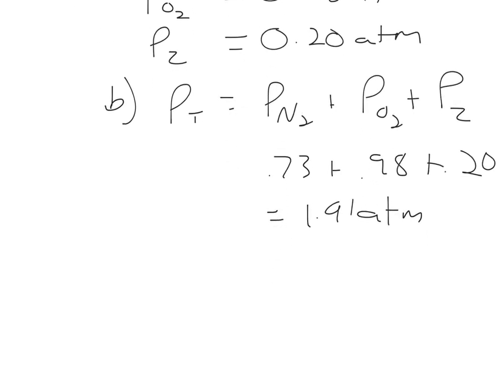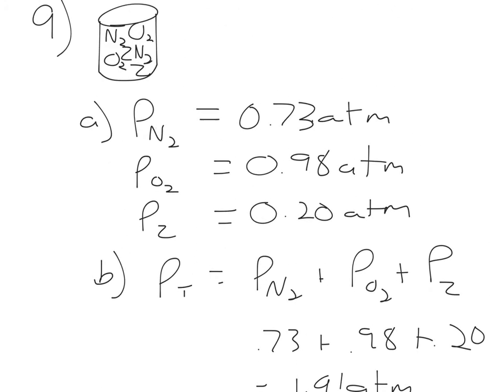And let's go to C. C says this chemistry student is performing this reaction in a tank and consumes all of the oxygen gas. Assuming the temperature and volume of the tank remain constant, determine the partial pressures of the remaining gases as well as the total pressure in the tank. Explain your answer. So, going back to our model here.